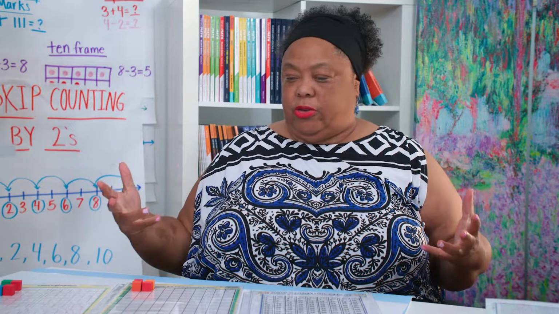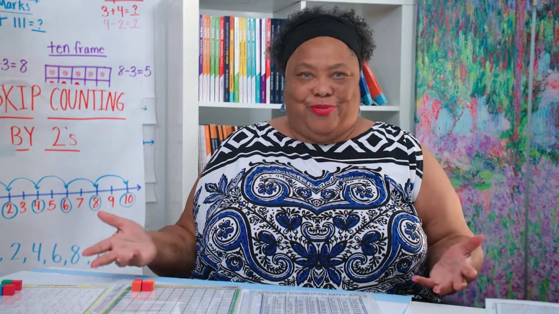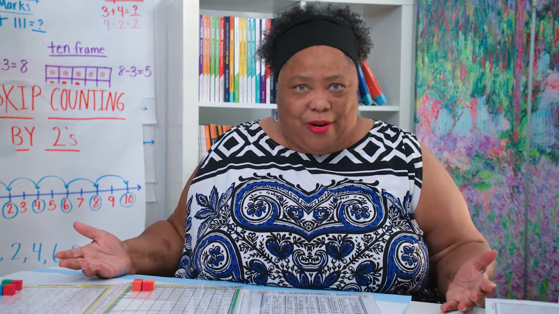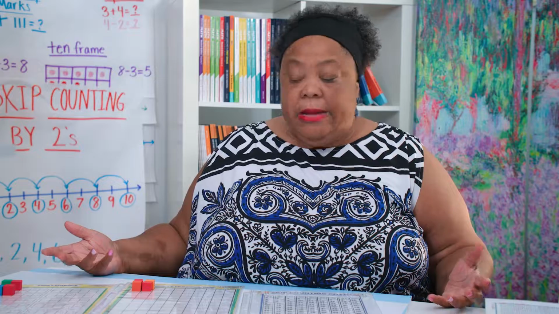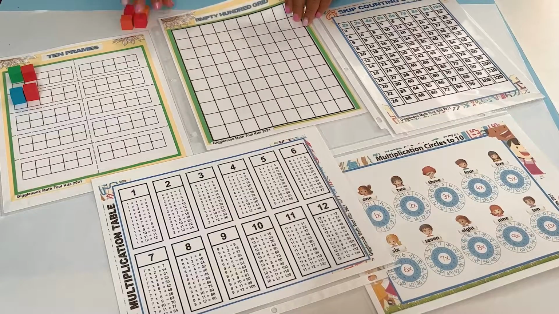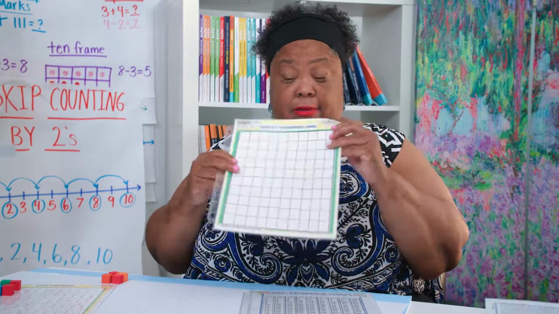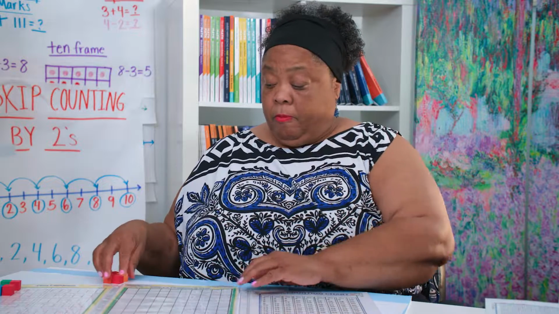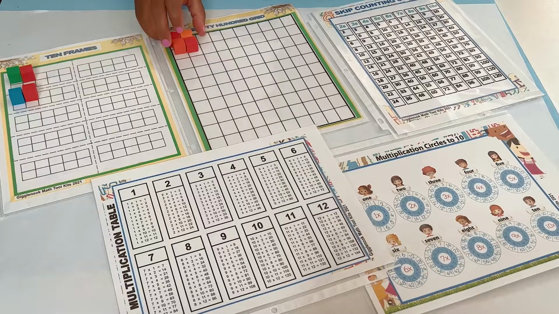When I'm introducing multiplication, you have to use concrete. That's a no-brainer. You have to use concrete manipulatives. So I use mats. Like, look at this mat. This is a great mat. It's just an empty 100 grid. And now we can set up arrays.